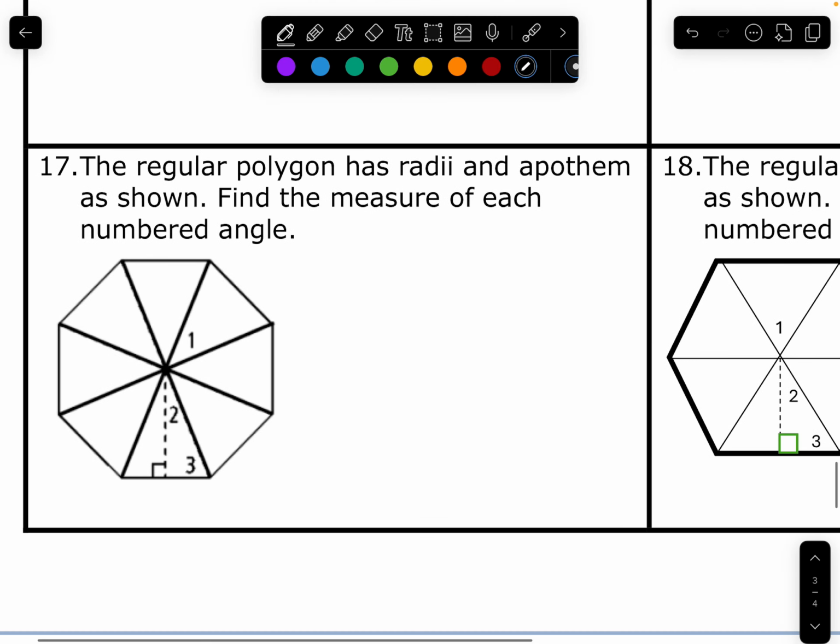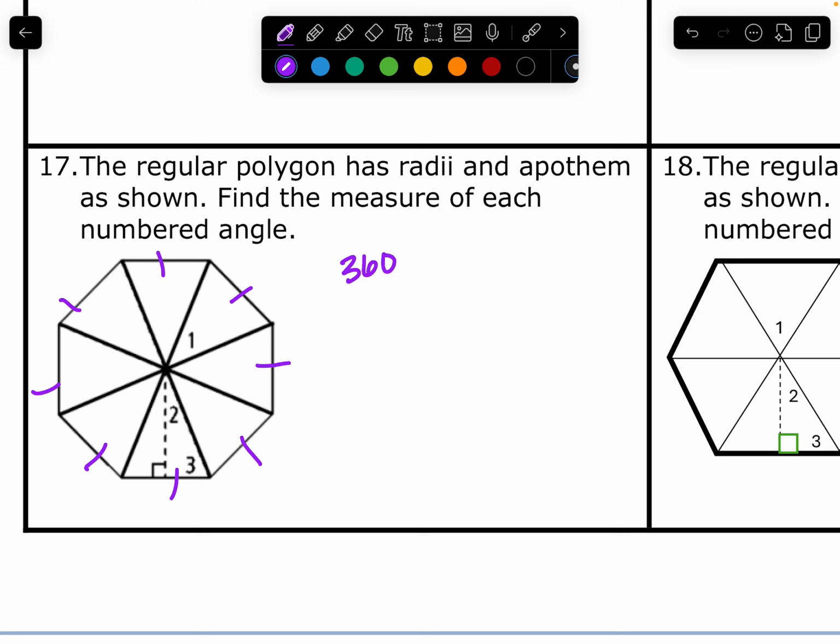Number 17, regular polygon has radii and apothem as shown. Find the measure of each numbered angle. So the first thing I want to do is count, see how many sections this is broken up into. 1, 2, 3, 6, 7, 8. Okay, so to find the measure of angle 1, we know that all the way around the circle is 360 degrees. And we know this is broken up into 8 equal sections. So we're going to go ahead and divide that out and get 45 degrees for angle 1.